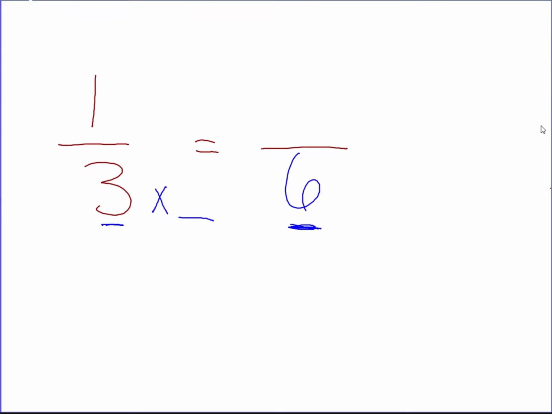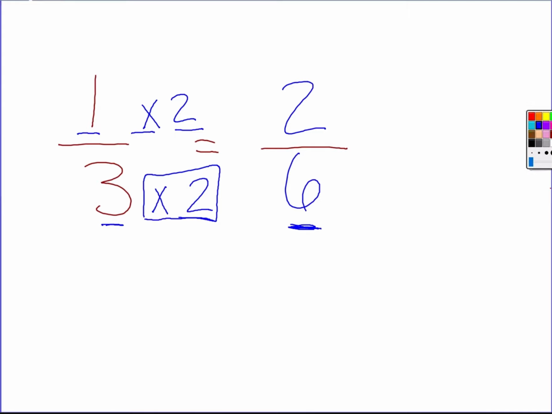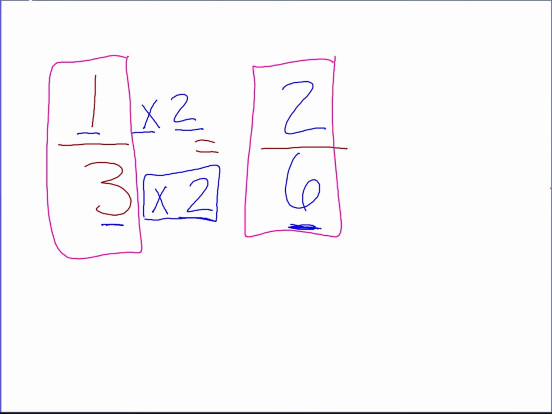So 3 times what is 6? 3 times 2 is 6. So whatever I do to the bottom, times 2, I've got to do to the top, times 2. So what is 1 times 2? It's 2. So 1/3 is the same thing as 2/6. Go ahead and pause your video and you can write that down. 1/3 is the same as 2/6.